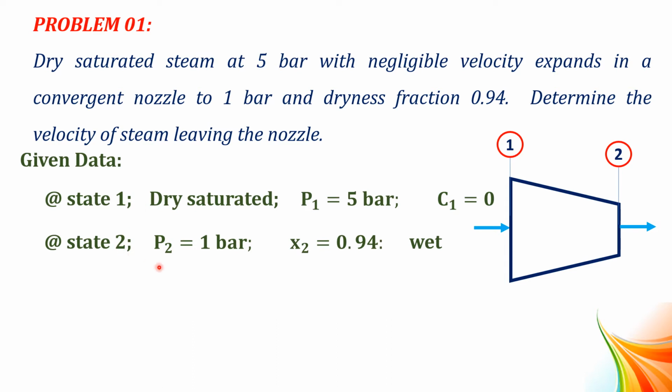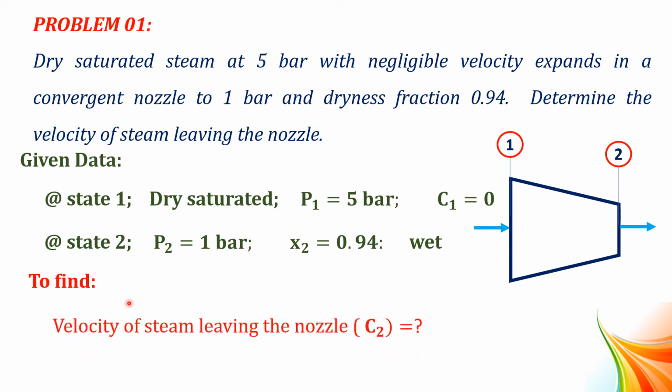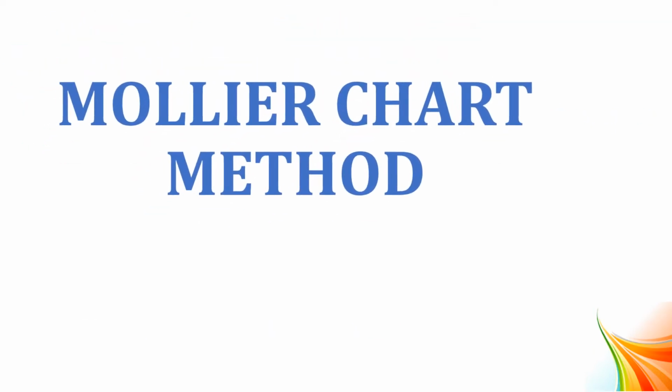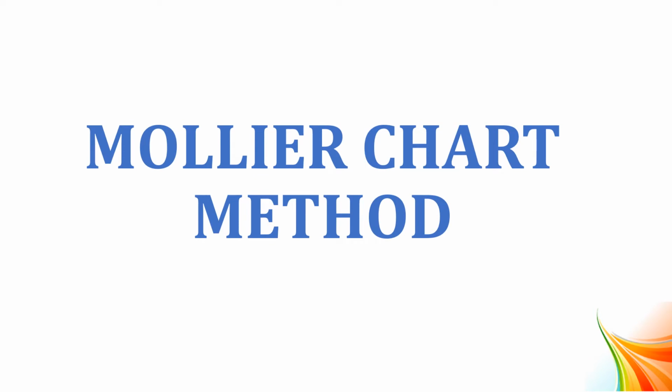at state 2, the pressure P2 equal to 1 bar and the dryness fraction 0.94. So x2 value is 0.94. If we know the value of x, then the steam is in wet condition. Determine the velocity of steam leaving the nozzle. So we have to find out the velocity of steam leaving the nozzle, C2. Now we can solve this problem using the Mollier chart.